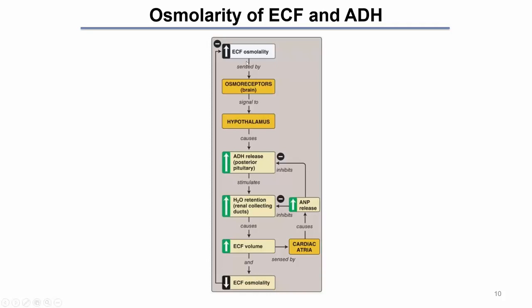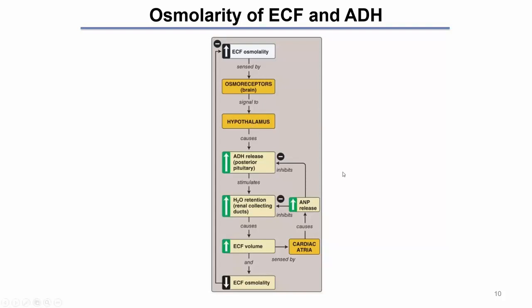So basically what it comes down to is that in states of hypovolemia, more ADH will be released. And in cases of hypervolemia, ANP, atrial natriuretic peptide, will be released, which will bring down fluid volume. So once more, in cases of hypovolemia, ADH will be increased, and hence ECF volume will ultimately be increased due to increased water reabsorption in the renal collecting ducts, and that's how it works for hypovolemia.